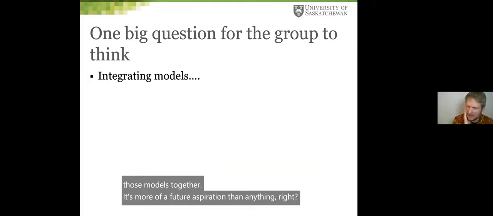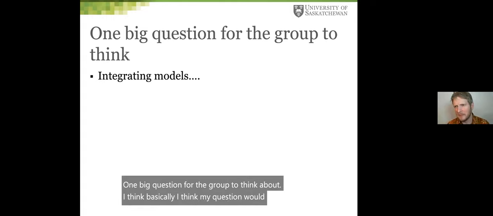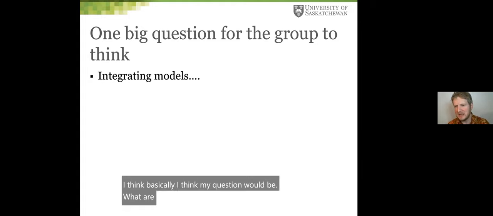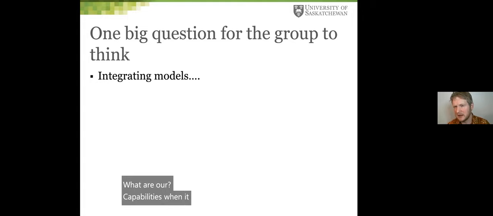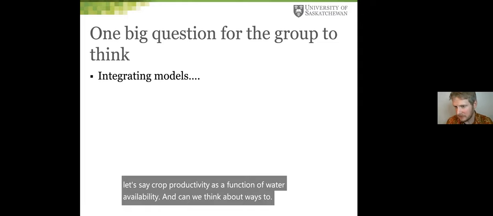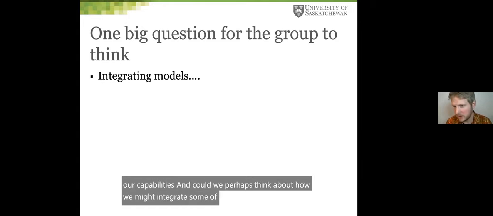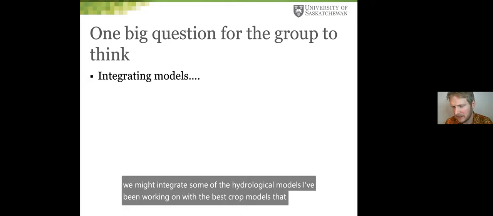One big question for the group to think about. Basically, I think my question would be, what are our capabilities when it comes to simulating or predicting, let's say, crop productivity as a function of water availability? And is there a need there, let's say, to start with, to improve our capabilities? And could we perhaps think about how we might integrate some of the hydrological models I've been working on with the best crop models that we can come up with to do a better job of that?